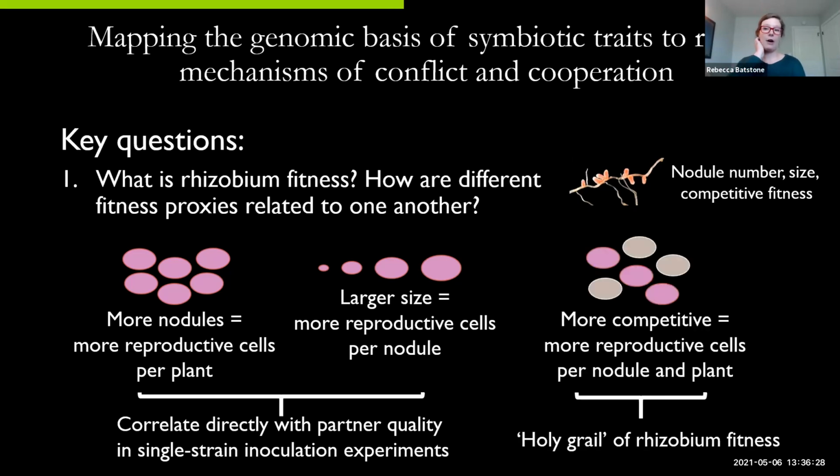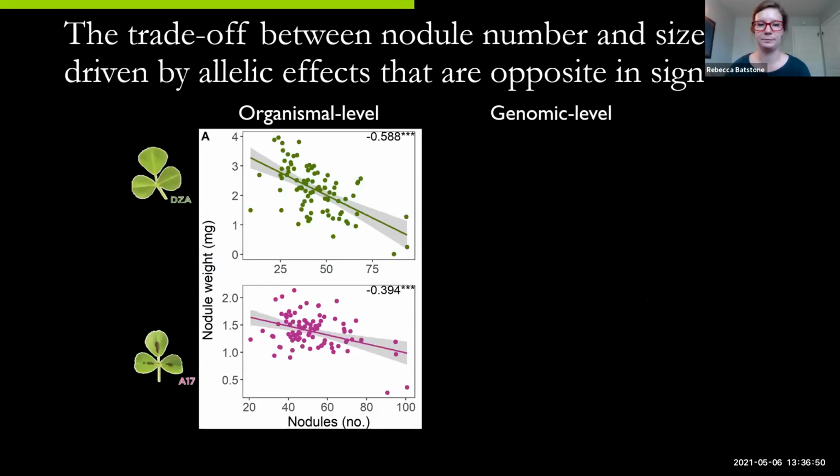Recent advancements, however, that merge quantitative genetics and metagenomics allow us to address what is perhaps the most important component of rhizobium fitness, which is the strain's ability to compete for nodulation. So the first question we're asking is, how do these three different fitness proxies relate to one another? And we're going to examine this again at the organismal and genomic levels.